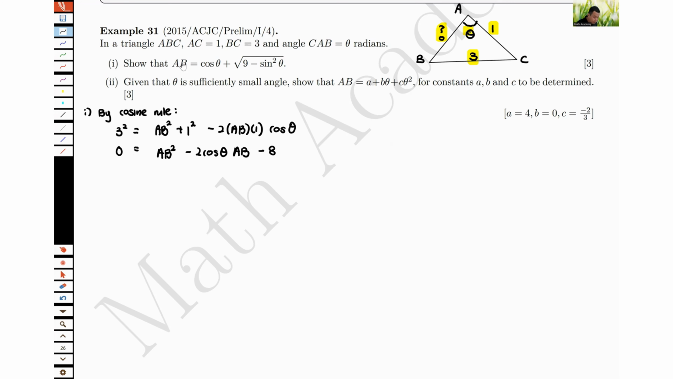I want to find AB. This is a quadratic equation. So to get the value of AB, we go for the quadratic formula. Negative B, negative B will become a positive value, plus minus square root, B squared minus 4AC.